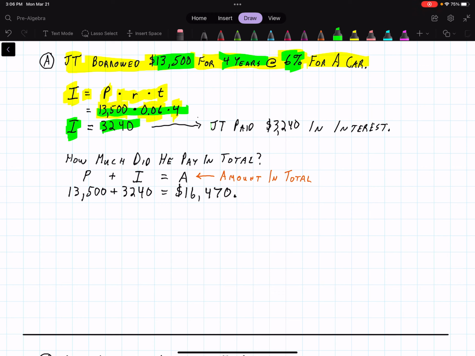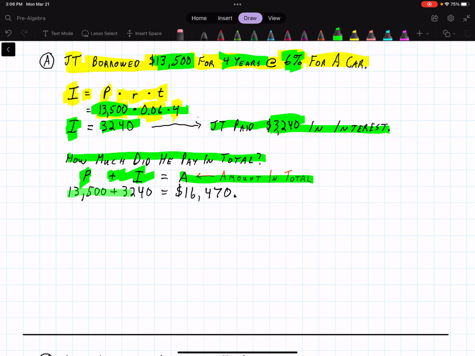So JT paid $3,240 in interest for buying that car over 4 years. How much did he pay in total? Well, you take your principal amount, the amount he borrowed, $13,500, add to it the interest he paid, which we just calculated at $3,240, and that gives you your total amount. So there it is, $13,500 plus $3,240, and he ends up paying $16,740 over the 4 years for that car.